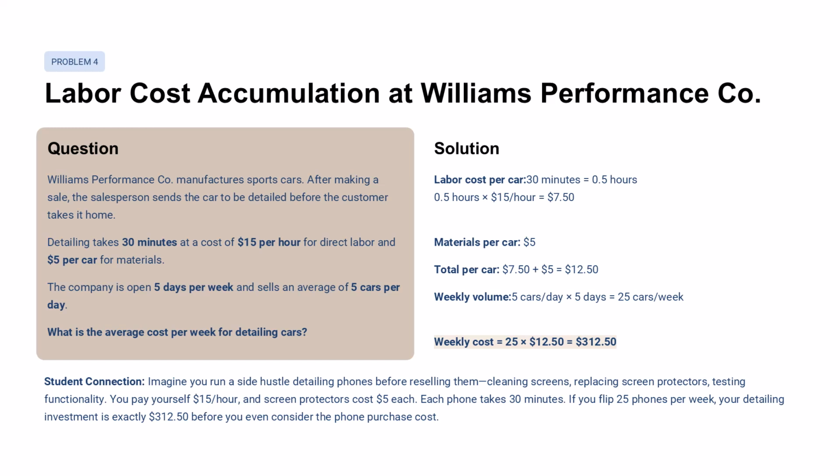The strategic depth here involves understanding labor as a variable cost that scales with activity. Williams' performance ties their detailing labor directly to sales volume. More cars sold means proportionally more detailing labor required. But what happens if sales spike during a promotional week? They might need overtime at 1.5 times rates, or temporary workers who are less efficient. The $15 per hour rate assumes normal capacity.